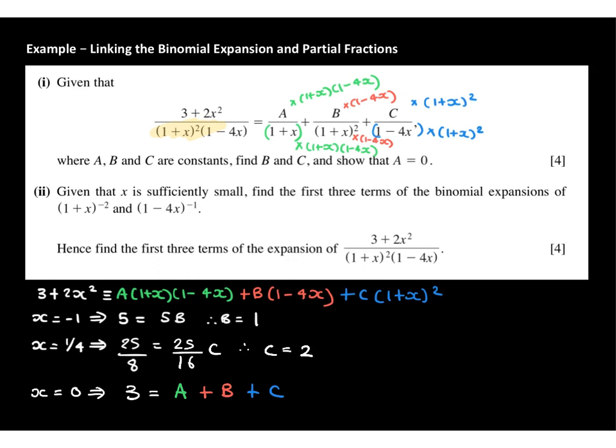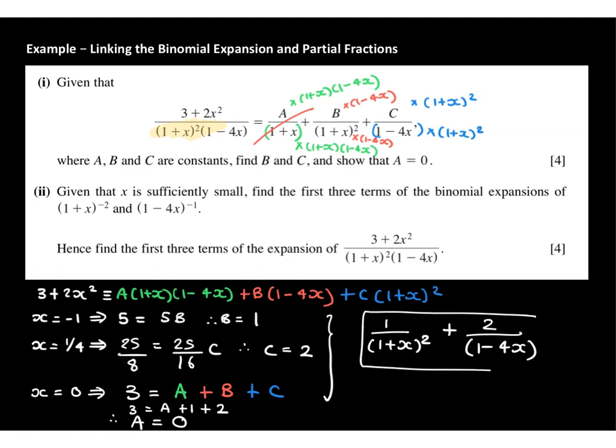Remember, I'm substituting x equals 0 into every term. So 3 equals a plus b plus c, but of course, remember, c is equal to 2 and b is equal to 1. So this therefore gives me a equals 0, which is what we were required to show. Now, we weren't actually officially asked to write out the three partial fractions. We were just asked to find the values of b and c and show that a equals 0. But just to finish this off, we now know that this term here no longer is required because a equals 0. The central term becomes 1 over 1 plus x all squared, and then the last term becomes 2 over 1 minus 4x. And this is our partial fraction decomposition.